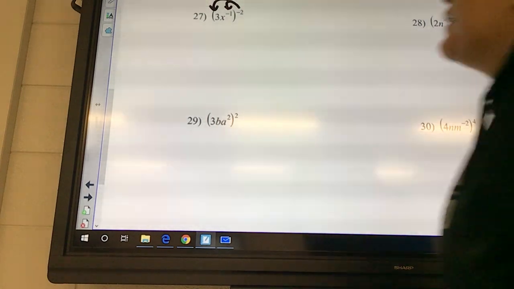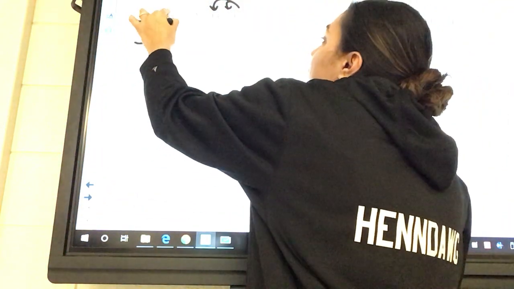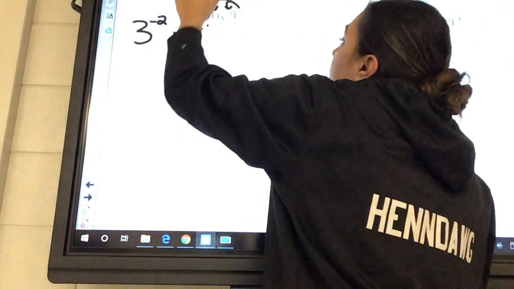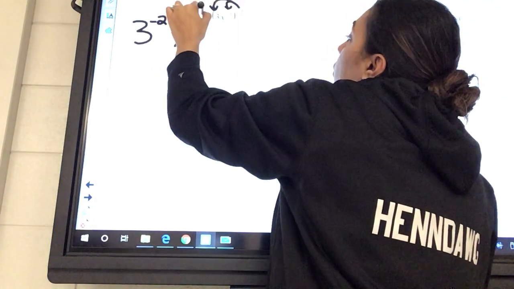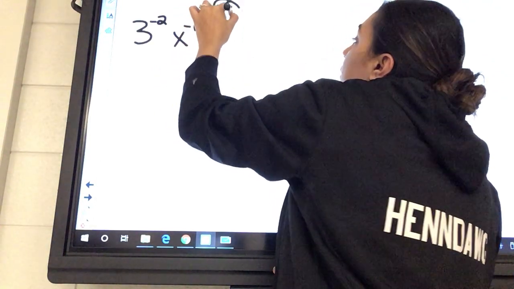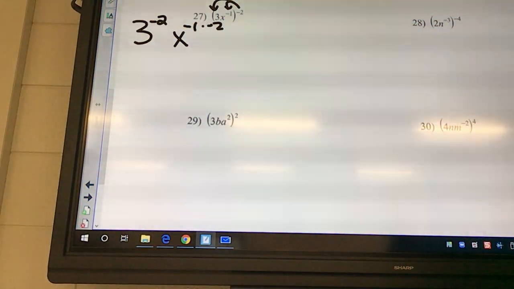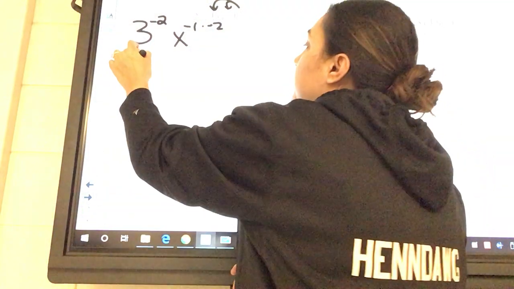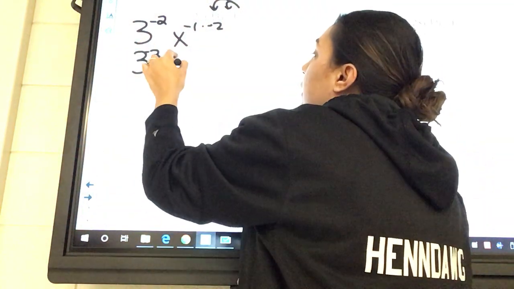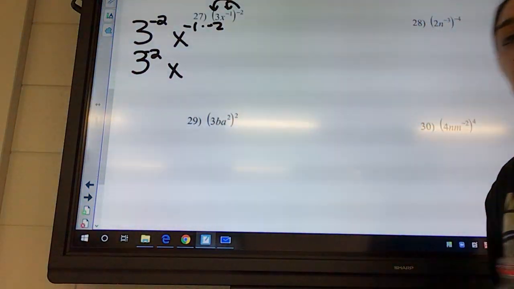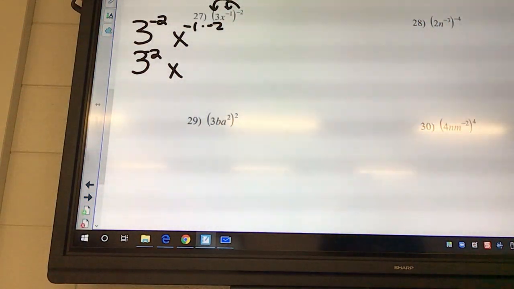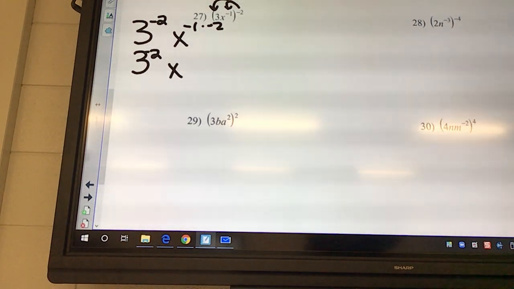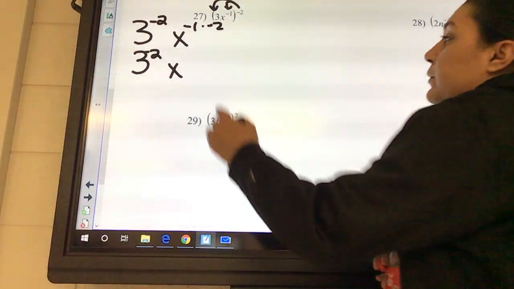But okay, so 3 to the negative 2, x to the negative 1, times negative 2. Okay, and so we can say, well, I got 3 to the negative 2, x, what is negative 1 times negative 2? Okay, so what is a negative times a negative? 1 times 2. It's going to be 2.